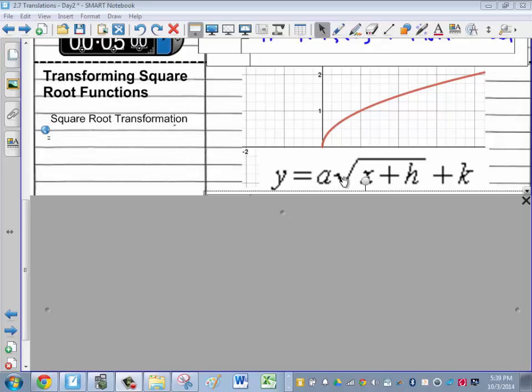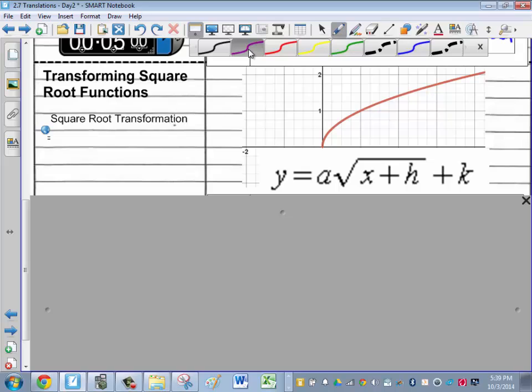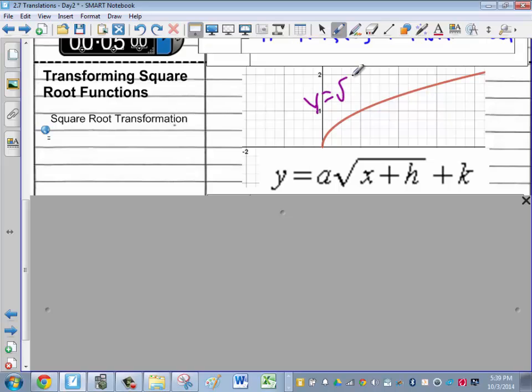Here's the last type of function we need to work with. We need to work with square root functions right here. If you were to see this function, it's the parent function of the square root function, which is y equals the square root of x. And we're going to figure out how this function changes if we multiply it by something in the front.